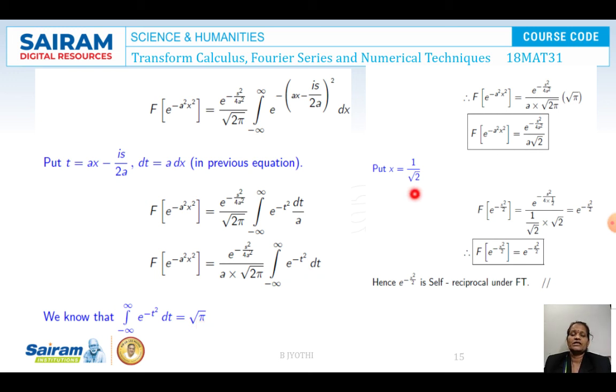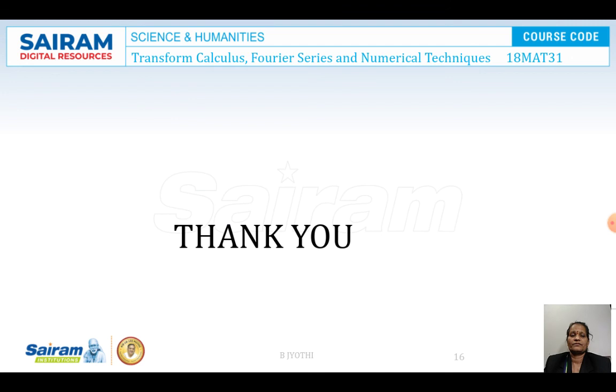Now let us put a equals 1 by root 2. Then we get F of e to the power of minus x square by 2 is equal to e to the power of minus s square by 2. Hence it is self-reciprocal under the Fourier transform. Thank you.